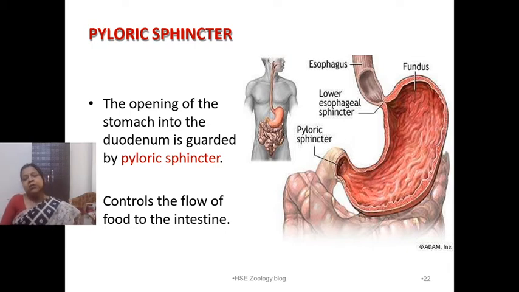Pyloric sphincter will control the food to go into the intestine. Fine. It will not allow the food to enter into the intestine till it is digested in the stomach. Stomach में जो digestion होना है, जब तक वो complete नहीं हो जाता है तब तक food को intestine में allow नहीं करेंगे, and that is controlled by the pyloric sphincter.